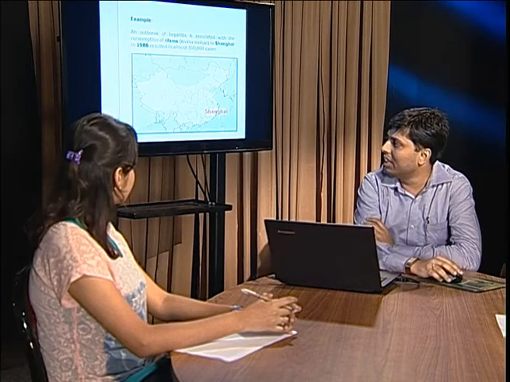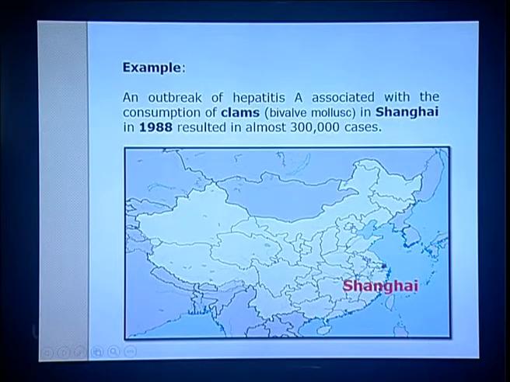Now I can give you an example of a hepatitis A outbreak long back in the year 1988. That outbreak was in China, in a place all of you know, called Shanghai. In this place, you had an outbreak of hepatitis A virus in 1988.